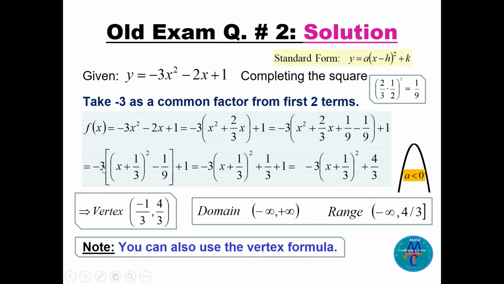Then I multiply back: minus 3 times this bracket, minus 3 times minus 1 over 9 will be 1 over 3, plus the 1 which I left from the question. So now the equation becomes minus 3(x plus 1/3) squared plus 4 over 3. A is negative, so the graph will look like this if you need it. The vertex will be (minus 1 over 3, 4 over 3). The domain is all real numbers, and the range is from minus infinity to k. K is here 4 over 3.